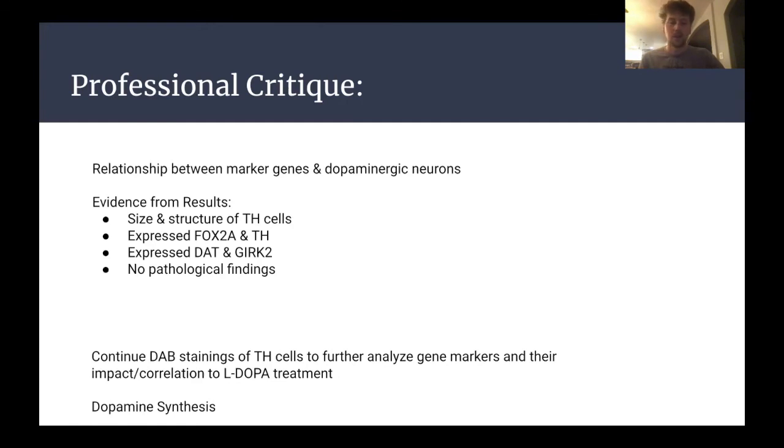And so some follow-up experiment ideas would be to continue DAB stainings of TH cells to further analyze gene markers and their impact or correlation to L-DOPA treatment, as well as examine dopamine synthesis to further convey that the grafted cells function as dopaminergic neurons.